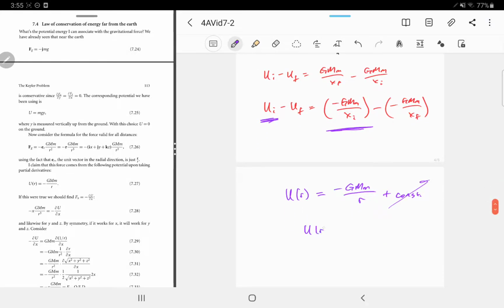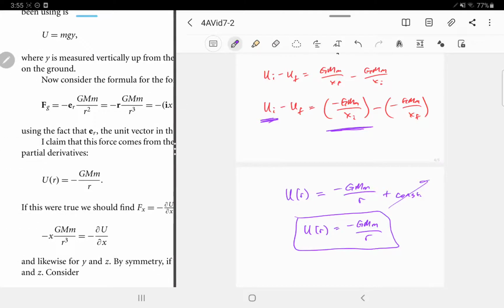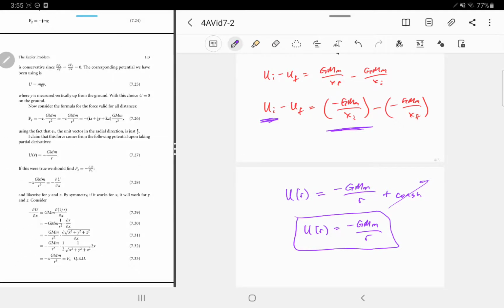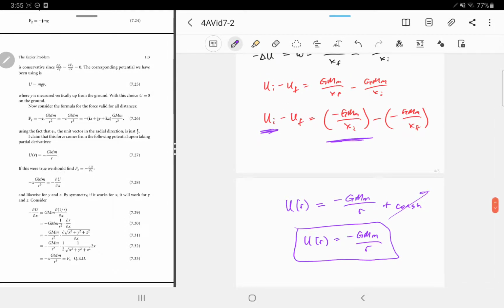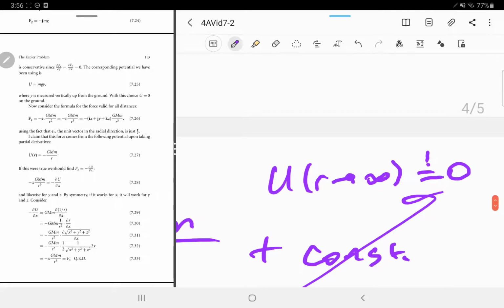Your book arrives at this conclusion that the potential energy is minus G M1 M2 over R a little differently. They just say, let's start with that and prove that it works. I claim that this force comes from the following potential energy. So the two are definitely related. Once you start with one, you can derive the other one. You can get the potential energy up to this constant. So we'll just say that the potential as R goes to infinity is defined to be 0. We require that it equals 0. If you've never seen an exclamation mark above an equal sign, it means we require.